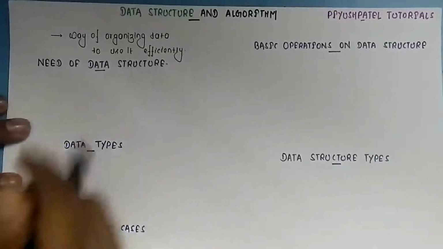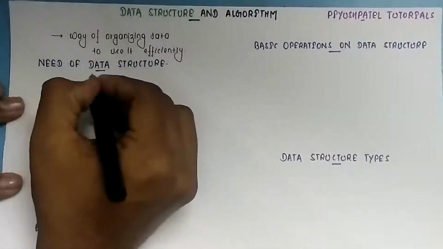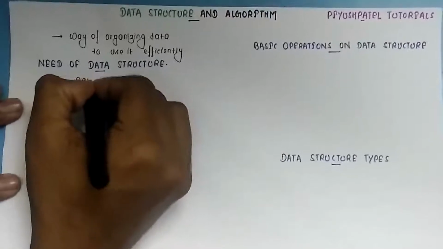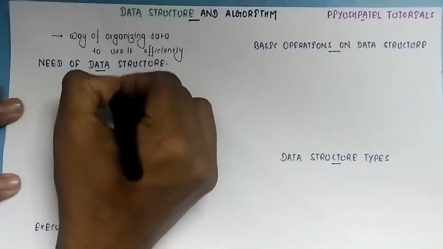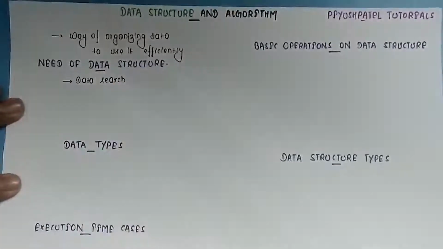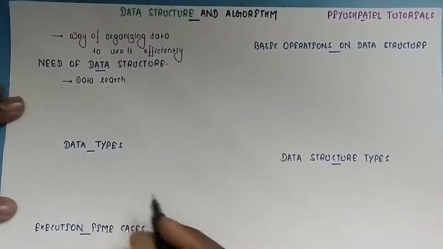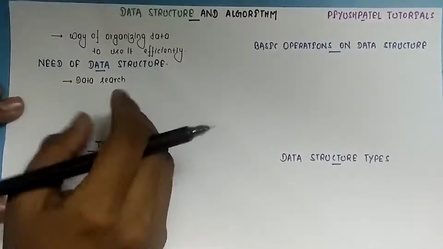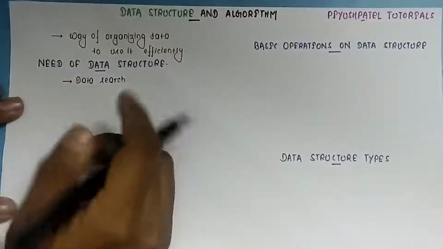So here we can write, need of data structure: data search. As our data is organized, we will have less search time and faster execution time. So in order to have data search faster, we need a data structure.